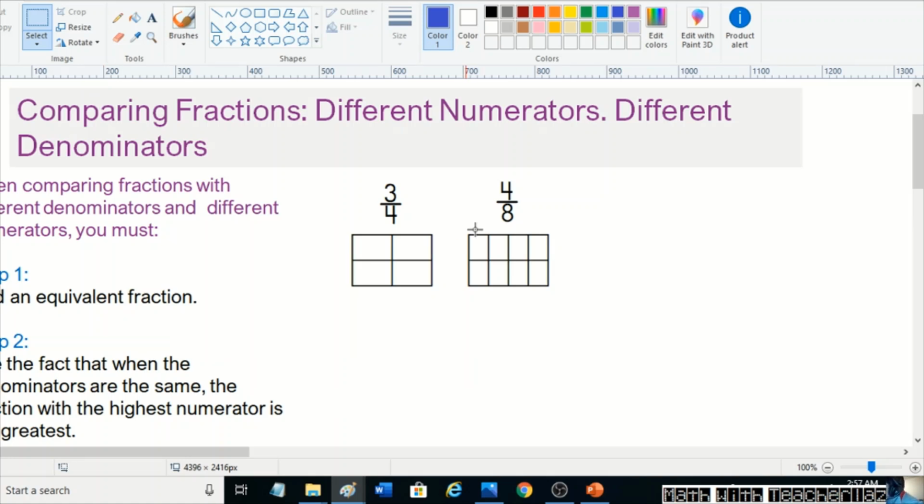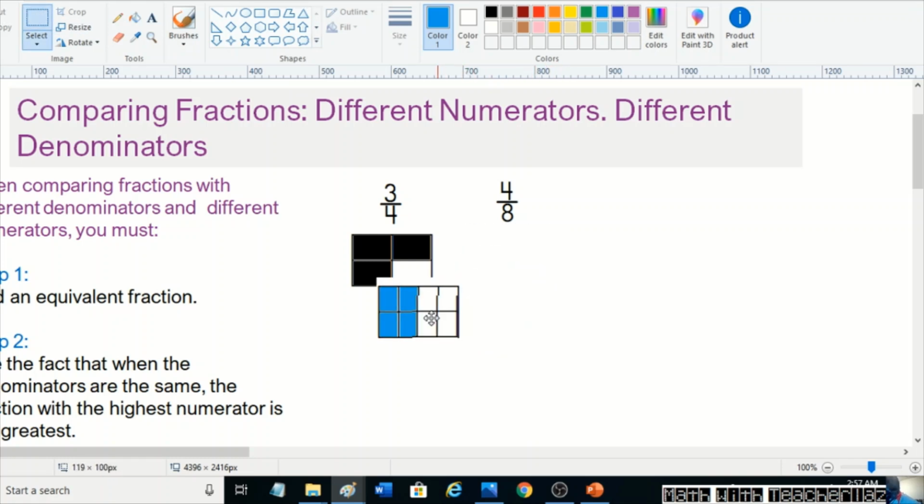Okay. Now, first thing I want you to do is just go ahead and shade what you see, 3/4, okay, and shade 4/8. Now you will be able to visually see that when you compare one next to the other, obviously 4/8 will be less than 3/4, but we can't go by that.